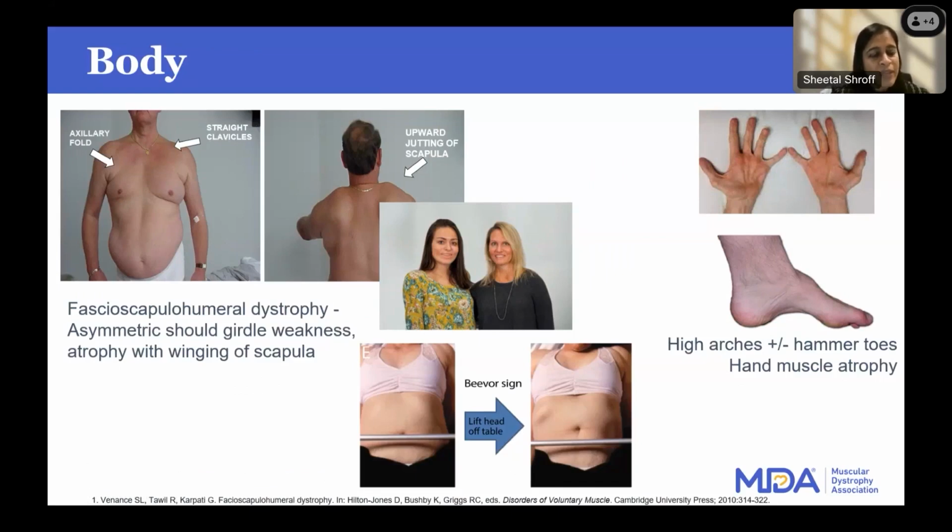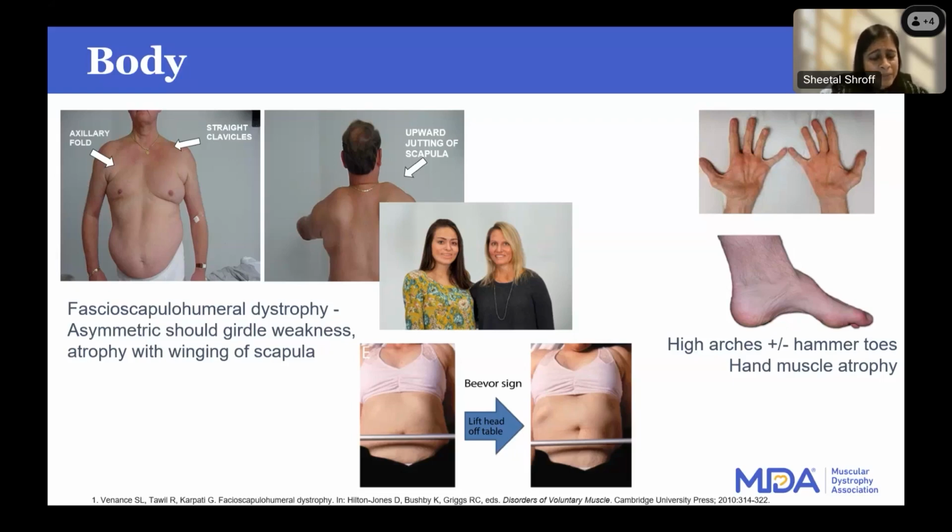Straight clavicles. And then when we examine the back, when we ask these patients to lift their arms up forward and push on the wall, we see what is known as winging of the scapula. The scapula, part of the shoulder girdle, is stabilized by multiple muscles. When these muscles get weak, the scapula is not stabilized, and it protrudes. That's called winging of the scapula. So it's important to examine the back of the patient as well.